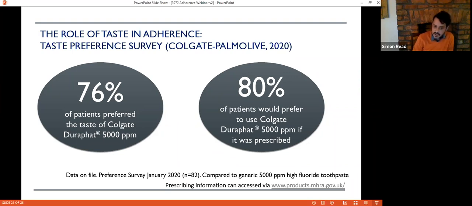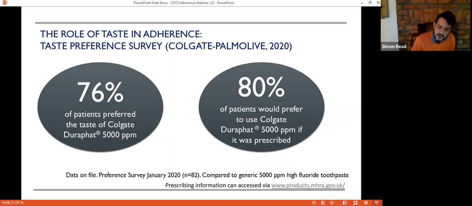As you can see on the slide here, the results demonstrated the importance of taste preference when considering which toothpaste to prescribe patients with caries. Around 3/4 of those surveyed preferred the taste of the Colgate brand name to the studied generic. Interestingly, the patient questionnaires also highlighted that 80% of those surveyed would prefer the Colgate Durafat brand if it was prescribed as an ongoing medication, as it would be for caries.